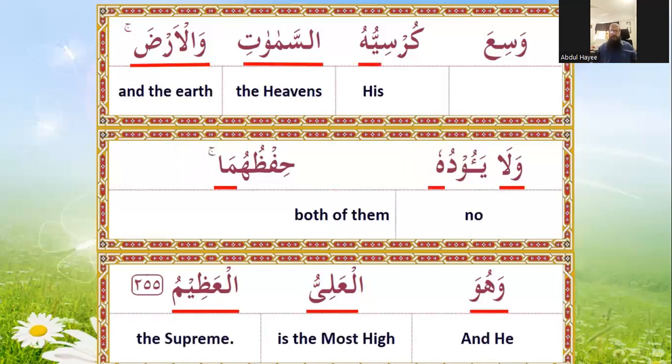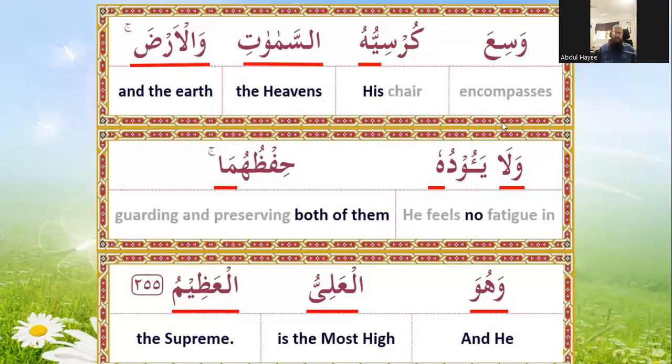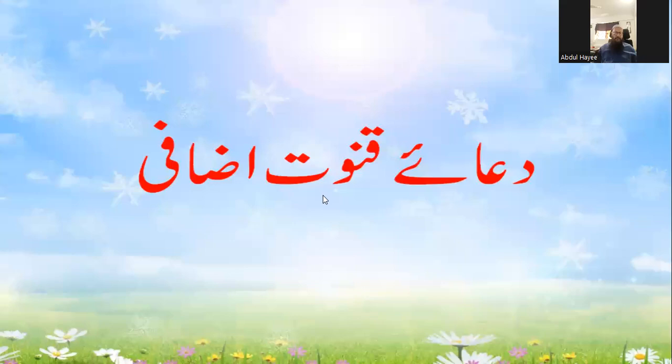Let's see how much we knew in this part. Almost, except Hifz, Yaudu, these two, and the third one, Wasi'a, the rest we knew: 3 and 3, 6, and 3, 9 parts of this portion. And only 3 are new. What are they? Let's see the meaning. Wasi'a means encompasses, Kursi means chair, Hifz means reading and preserving, and these are the three. And Yaud means he feels fatigued. That is the meaning. So these were the Alhamdulillah.